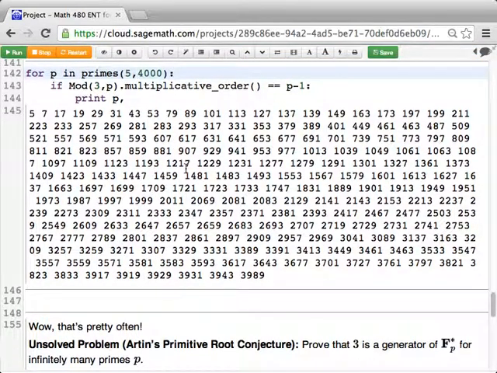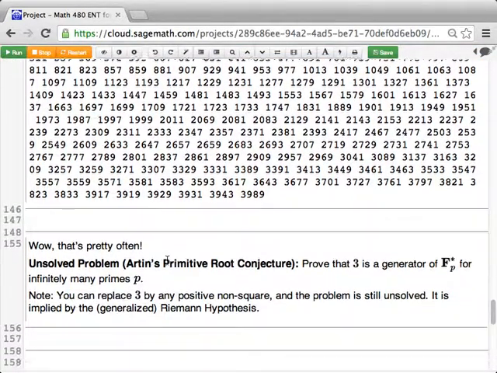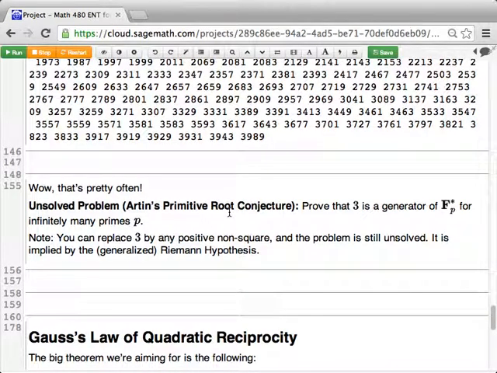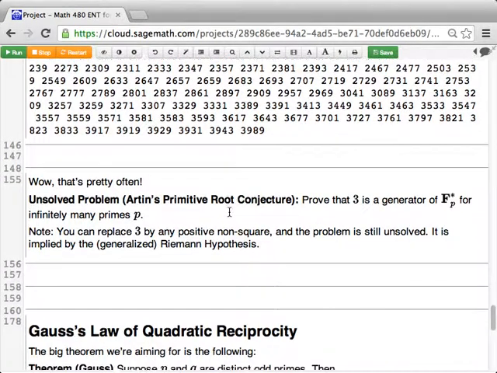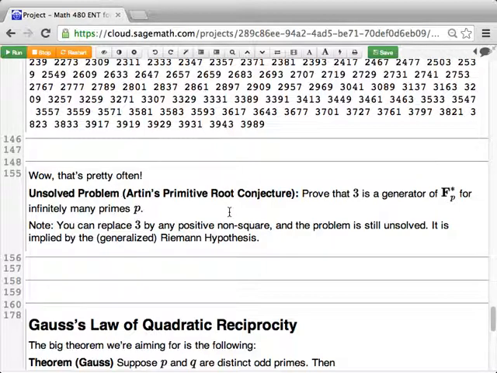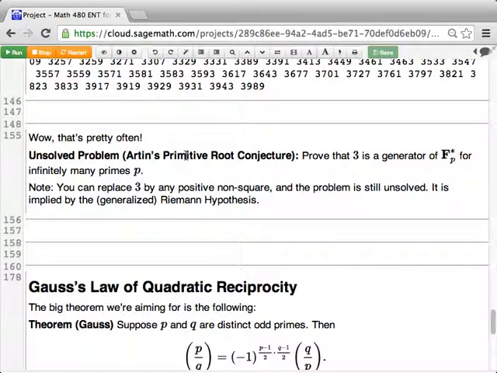It's a conjecture. If you want to read more about this problem, it's called Artin's primitive root conjecture. And in fact, it's not just for 3. Take any positive integer that's not a perfect square, and it's supposed to be a generator of Fp star for infinitely many different primes. But there's not one number for which that's been proved. However, if you could prove the generalized Riemann hypothesis, then you would get this. But without the generalized Riemann hypothesis, which we don't know how to prove, you don't have this. So it's conjectured at least.